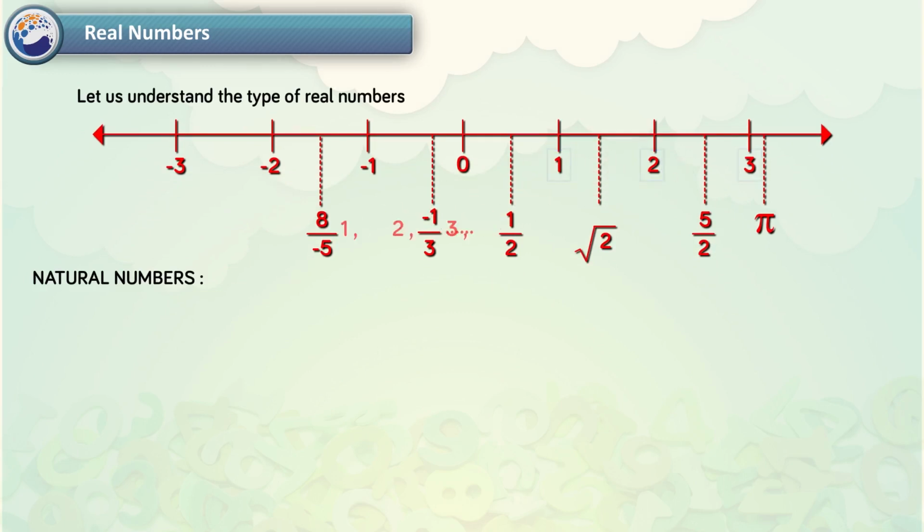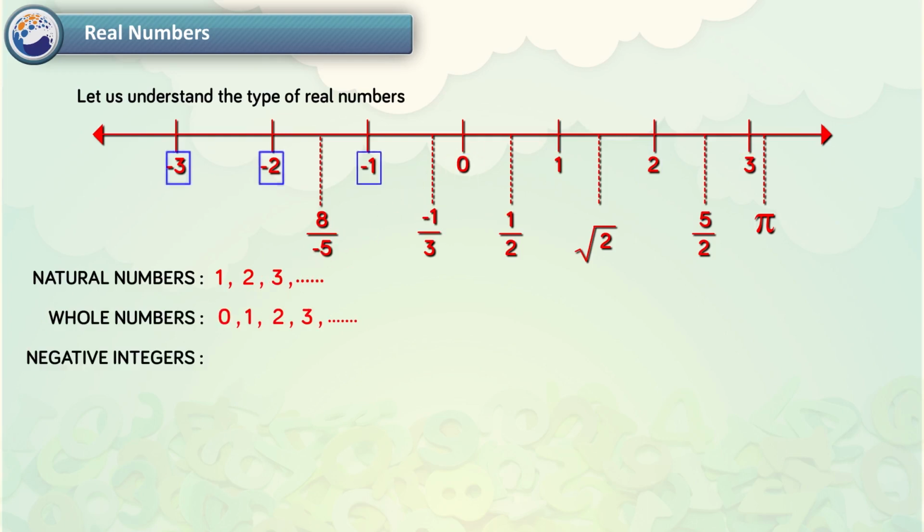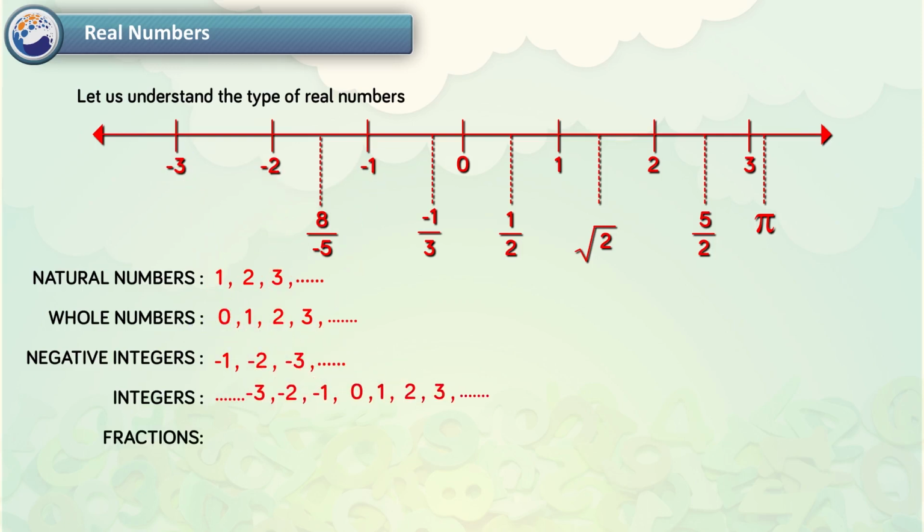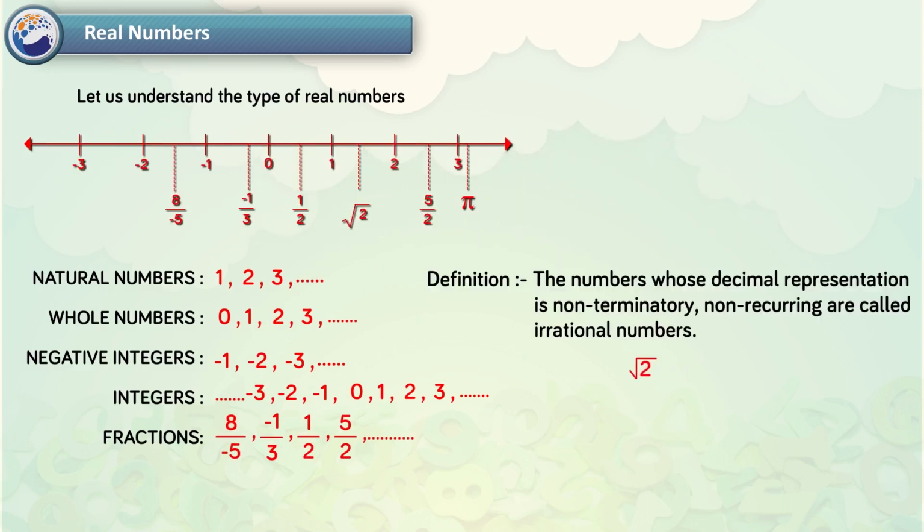Natural numbers are 1, 2, 3, etc. Whole numbers start from 0 and include all natural numbers. Negative integers are -1, -2, -3, etc. Integers include 0 and positive and negative integers. Fractions are of the type 8 upon -5, -1 by 3, 1 by 2, 5 upon 2, etc. Irrational numbers: the numbers whose decimal representation is non-terminating, non-recurring, are called irrational numbers.